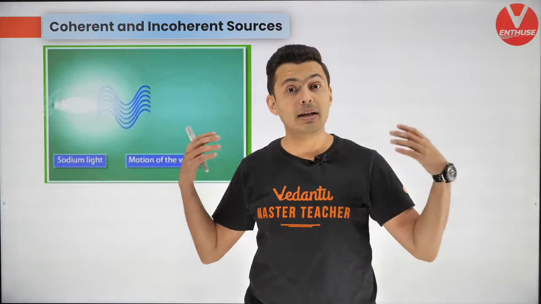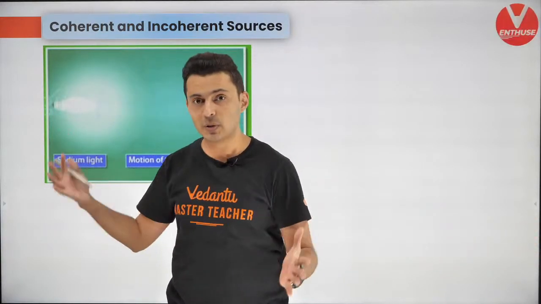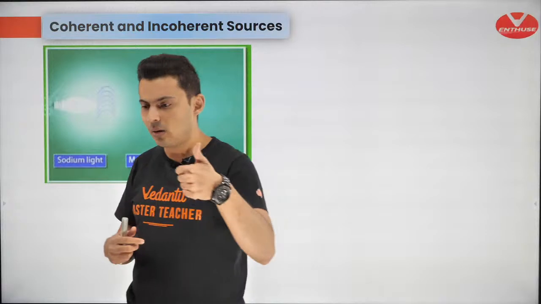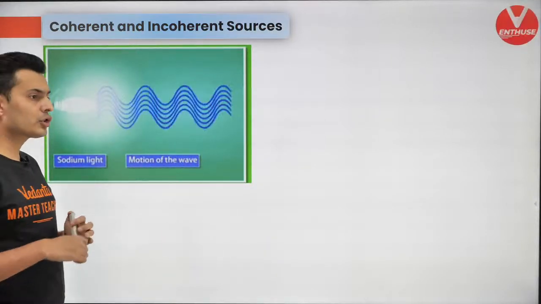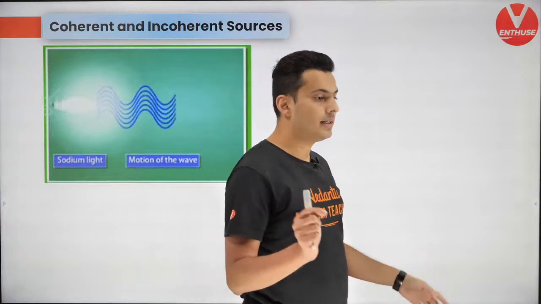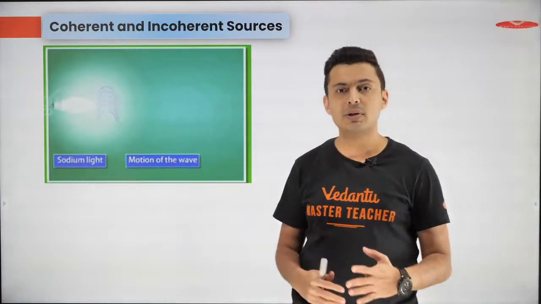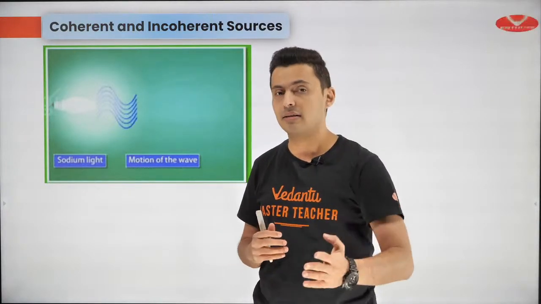Okay. So now that we know about interference and how you can create path difference by slowing down one of them, now let's think about what kind of sources are needed for interference. You might think it's not a big deal, but actually it is.